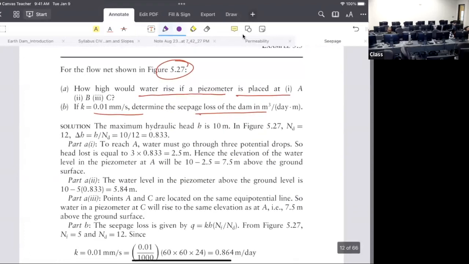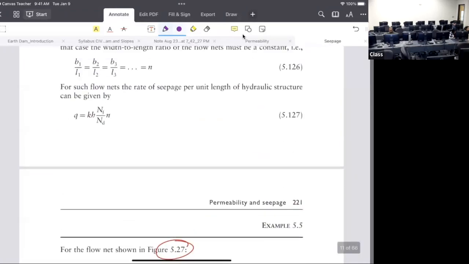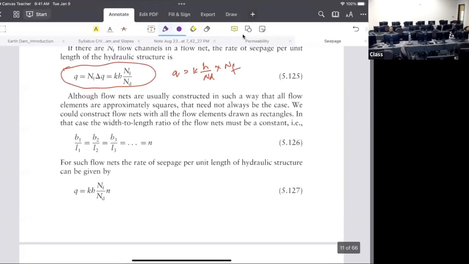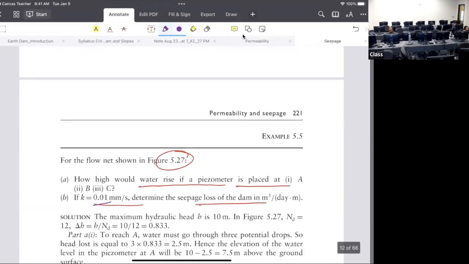What is the next question? If K is given as 0.1 meter per second, then what is the loss, in meter cube per day per meter? So this is in seconds, you need to find it per day. So you have to do some unit conversion. I'm not going there. To find it out, all you have to do is what?